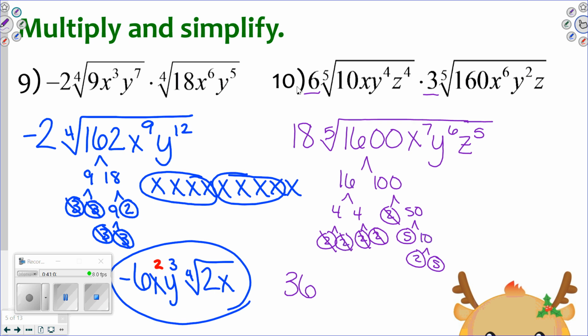Some of you panicked because there was a lot of leftovers. That's okay. It's 50. So the 5th root, 50. Make sure you have your little index 5 in there. 5 times 5 times 2 is 50. All the leftover pieces that you have, they get multiplied back underneath. They're all leftovers.